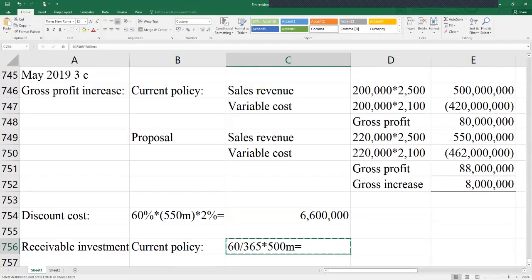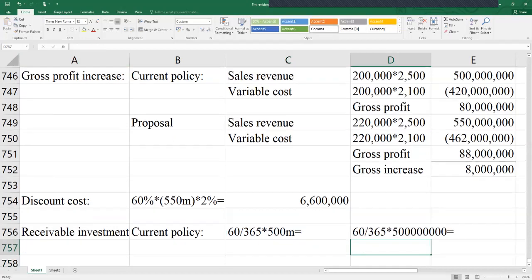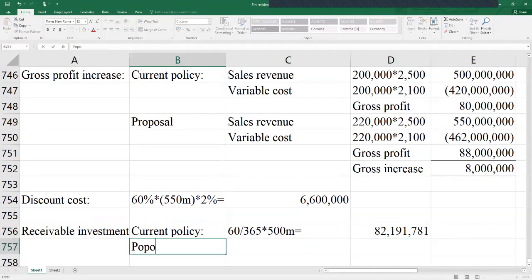Okay. And you get how much to be the current account receivable? 82,191,781. 82 million, just confirm, 82,191,781, okay? That is the company's current investment towards the account receivable. Let's implement the proposal, okay? So under the proposal.